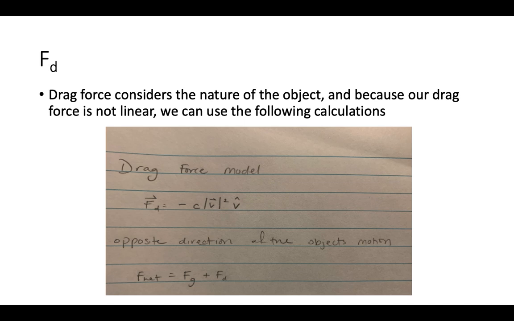Drag force considers the nature of the object, unlike the force of gravity, and it's a force that works in the opposite direction of the motion of the object. So we can use drag force to explain why a brick falls faster than a feather when dropped at the same height.